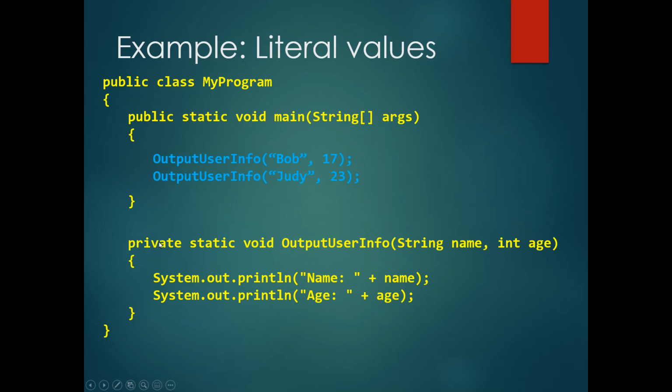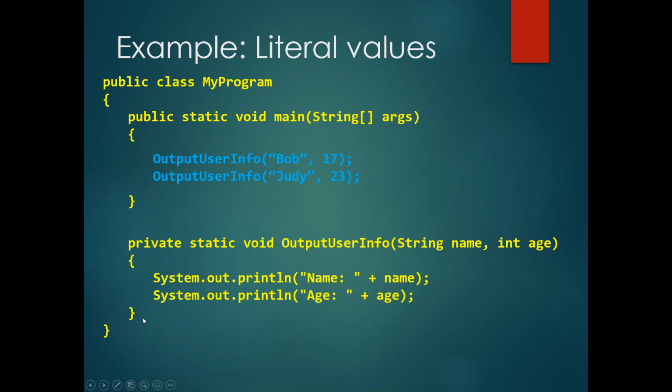And the first thing it does is define two new variables, name and age. And then it's going to copy the value Bob into the name variable. It's going to copy the value 17 into the age variable. Not until that is done does the code inside get executed. So now when it gets to here, name and age actually have values. In this case, Bob and 17. So that's going to get displayed on the screen.